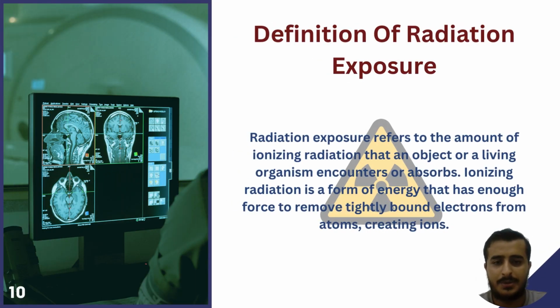Let's talk about the definition of radiation exposure. Radiation exposure refers to the amount of ionizing radiation that an object or a living organism encounters or absorbs. Ionizing radiation is a form of energy that has enough force to remove tightly bound electrons from an atom to create ions.